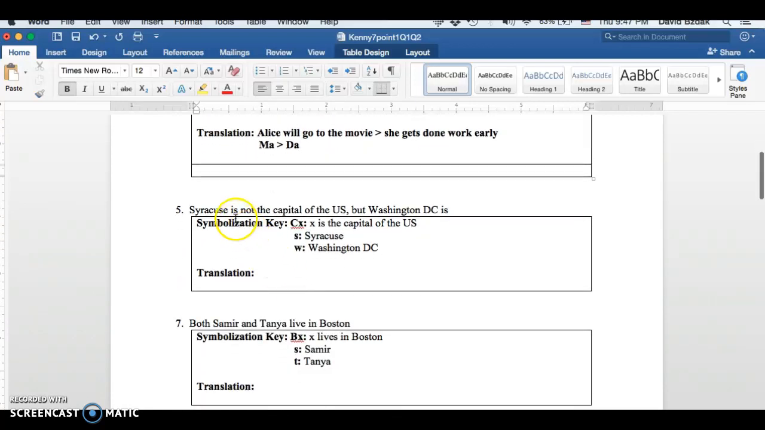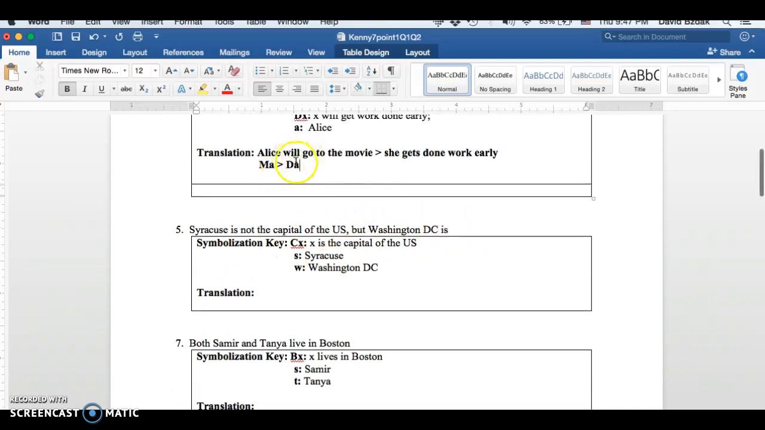Okay, number 5. Syracuse is not the capital of the U.S., but Washington, D.C. is. Now you'll notice here all of our operators are going to work exactly the same. So a lot of the stuff we talked about with translations earlier in the semester still applies, right? So this is a but, which usually indicates a conjunction, because both these things are being asserted as true. Syracuse is not the capital of the U.S., Washington, D.C. is. And again, the not there is going to need a negation, okay? So it's going to be a conjunction where the but is.